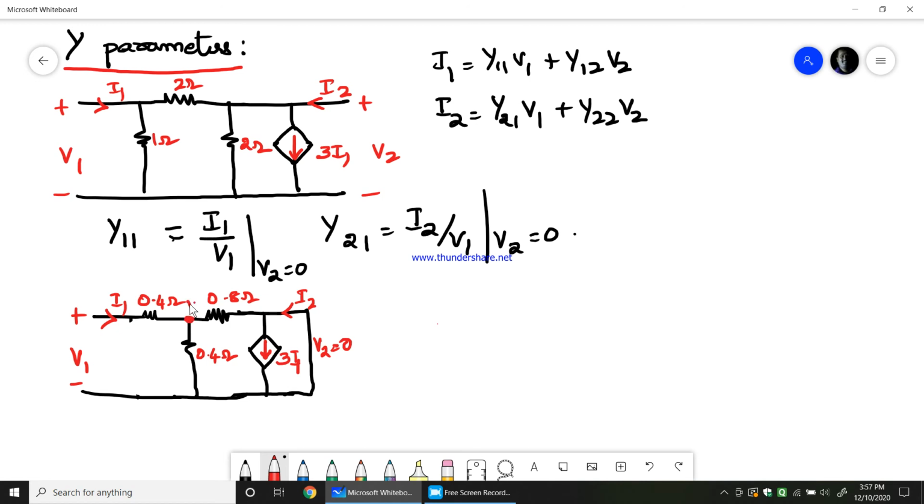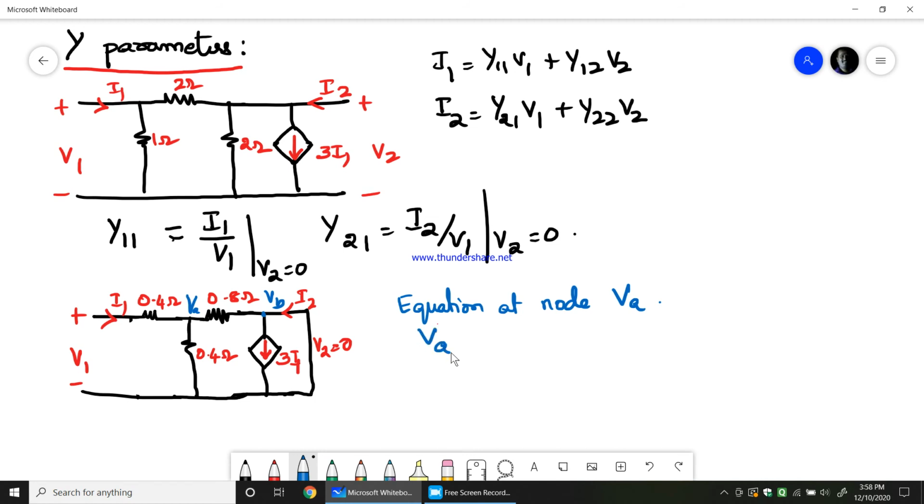So let me take this as VA and I'll take this as VB. Okay. Now I'll just write the equation at node VA. So what do I get?